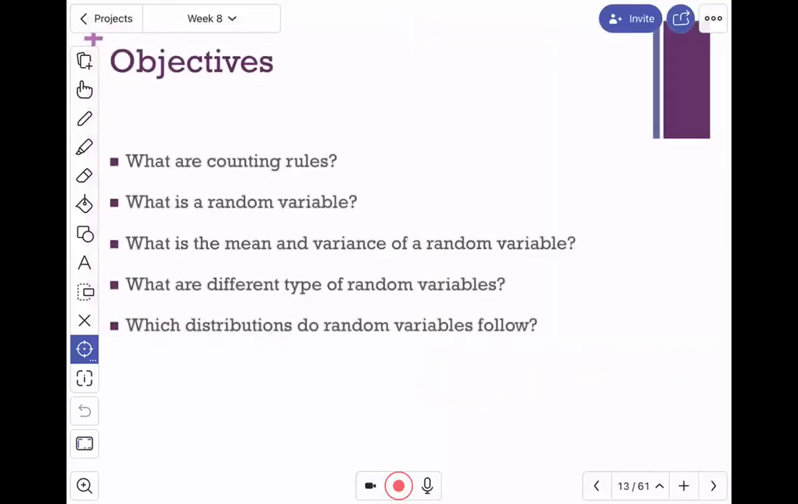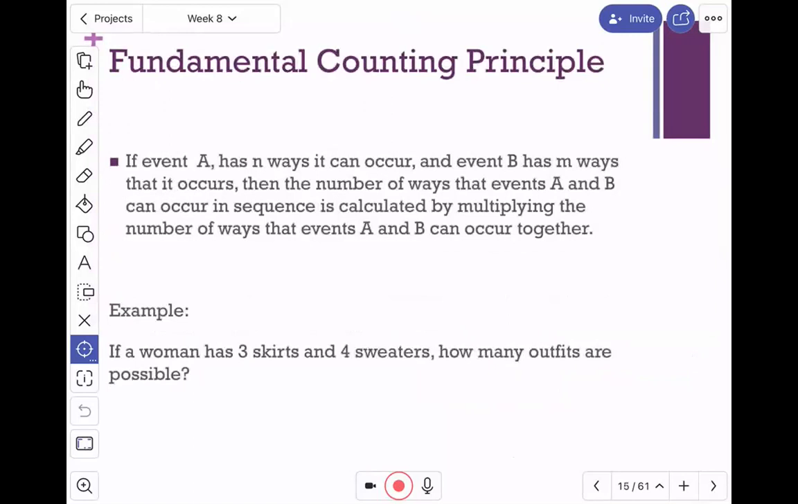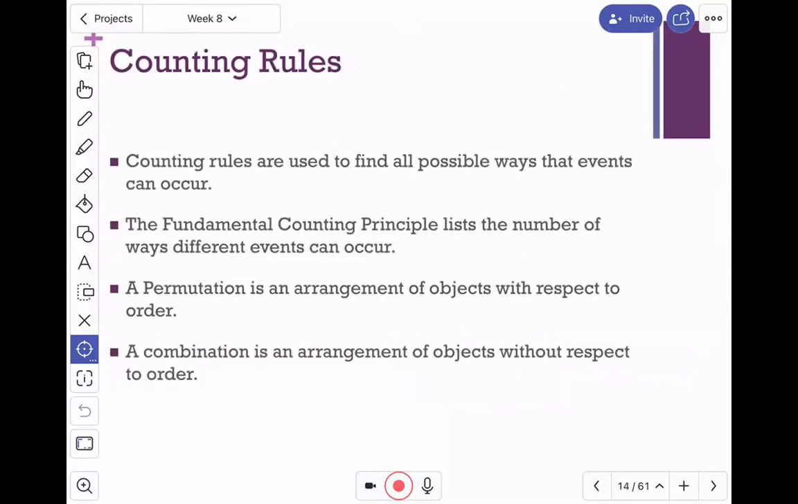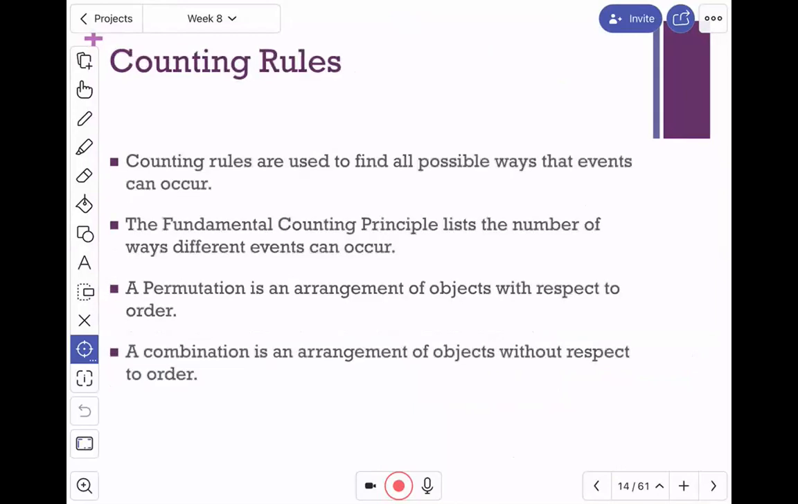So let's talk about... I don't want to talk about counting rules. All right, so we're gonna start here first. We'll talk about counting rules and random variables tonight. We'll probably get to mean and variance of a random variable, hopefully. So counting rules are used to find all possible ways that events can occur.